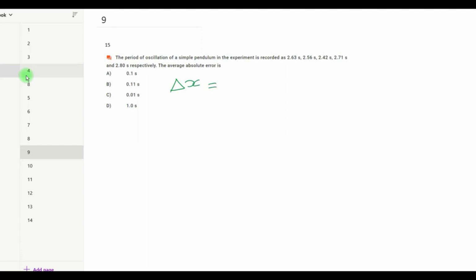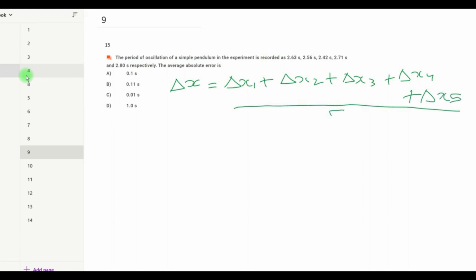Now the method to do this is we have to find delta x, which is the average absolute error. So let me write down the formula first and then I'll explain what this means. Since there are 5 experimental values, we write the delta x value for each of them and we divide the sum by 5. Now delta x1 stands for how much the experimental value differs from the average. So we take the mod of x1 minus x bar.